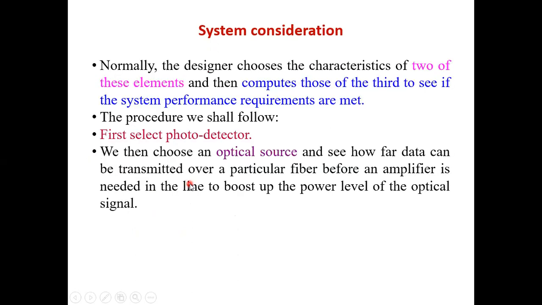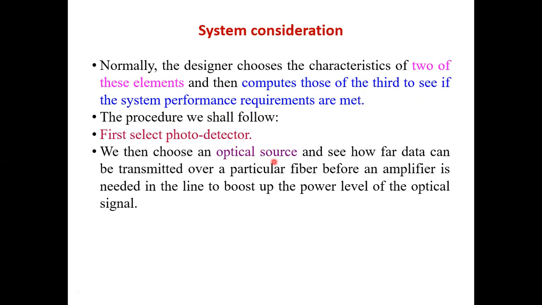As discussed in the previous class, we choose the characteristics of two of these, out of the receiver, transmitter, and fiber. First we select two of them, and then we compute the parameters of the third to see whether the performance is proper or not. So first we will select the photo detector. The receiver component is the one we will look at first, because my customer is at the receiver end. How much power does the customer require? How many customers are there? At the receiver, I should be able to satisfy that particular customer. So I first select the photo detector.